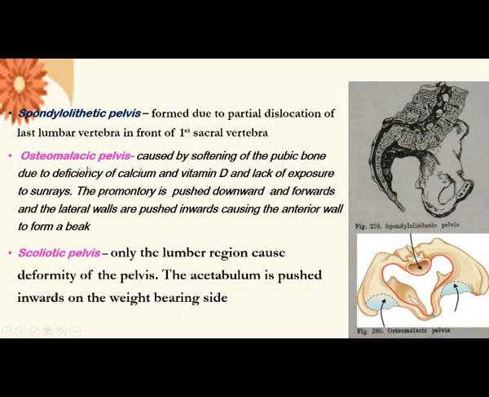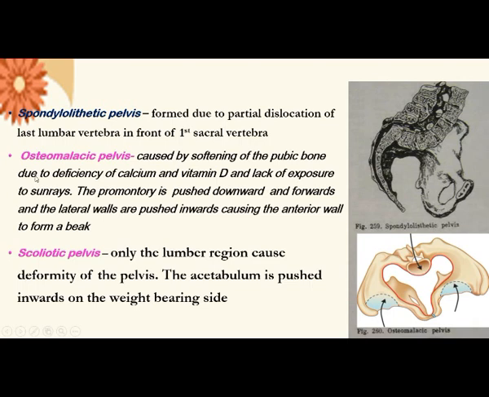Next is the spondylolisthetic pelvis. You can see from this picture, it is formed due to the partial dislocation of the last lumbar vertebra. The last lumbar vertebra has a partial dislocation in front of the first sacral vertebra. This is the first sacral vertebra. So in the last lumbar vertebra, a partial dislocation occurs.